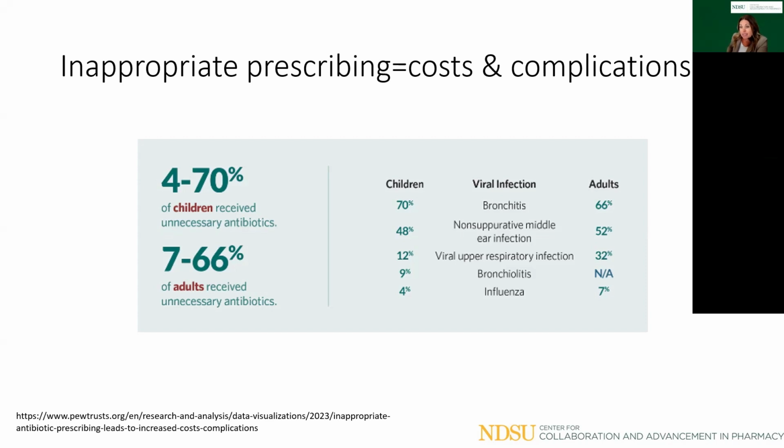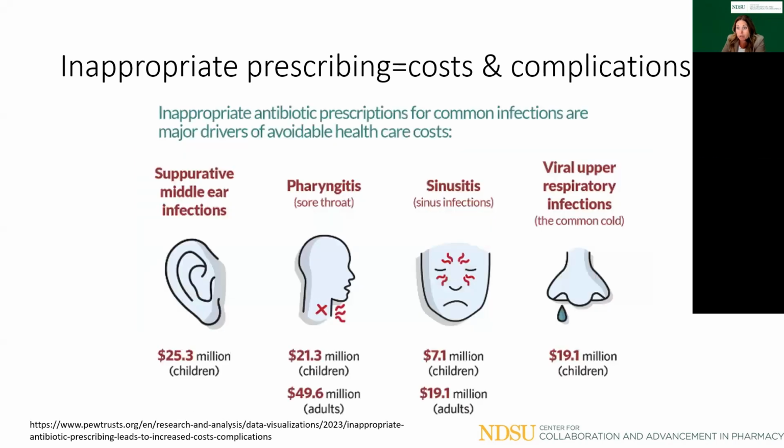And for adults, it's 7 to 66% depending on the indication. So as we know, bronchitis falls into that never-prescribe-antibiotics category. It's usually like 99% viral, and 70% of children and 66% of adults were given inappropriate antibiotics for that. When we look at influenza, patients are getting antibiotics for influenza, which we know is a viral infection as well. So this all leads to inappropriate treatment and higher costs of health care.